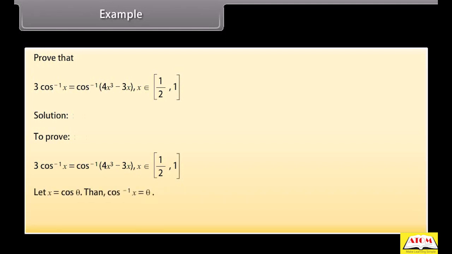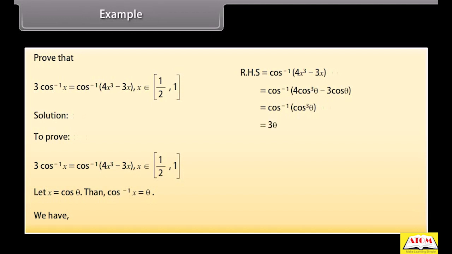Let x be equal to cos theta, then cos inverse x is equal to theta. We have right hand side equal to cos inverse of 4x cube minus 3x, which is equal to cos inverse of 4 cos cube theta minus 3 cos theta, which is equal to cos inverse of cos 3 theta, which is equal to 3 theta, which is equal to 3 cos inverse x, which is equal to left hand side. Hence, 3 cos inverse x is equal to cos inverse of 4x cube minus 3x, x belongs to [1 by 2, 1].